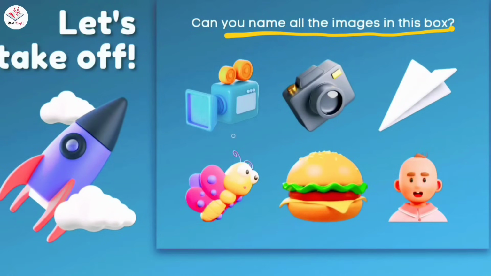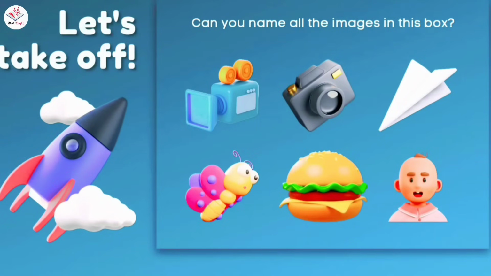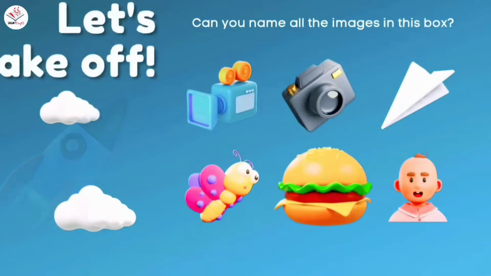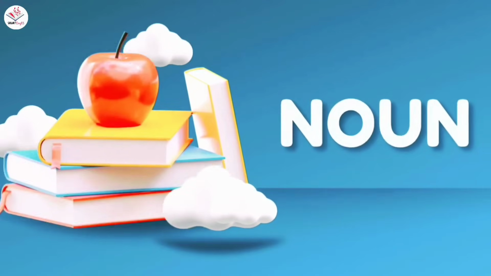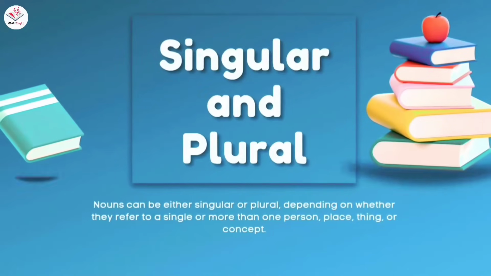It's a video recorder, a camera, a paper aeroplane, a butterfly, burger, maybe a kid or a boy. But what is common about all these images? इन सब images के बीच में common क्या चीज़ है? That is, they all are nouns. ये सब nouns हैं, right? So let's take off and learn singular and plural nouns.